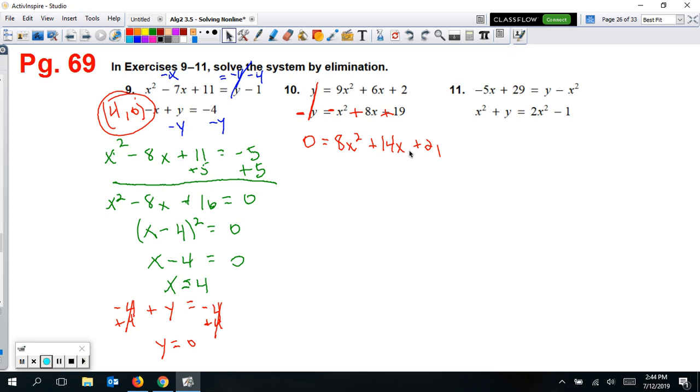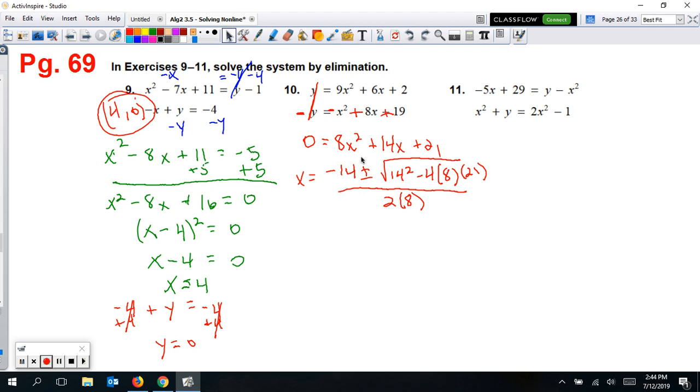Factoring, I wouldn't try to factor this one, because even if we did, we're going to have to use the star method. You can't simplify this by anything. There's nothing that goes into all three of these numbers that would simplify it. Completing the square wouldn't work very well because there's a number in front of your x squared. So I would just go straight to the quadratic formula. A is 8, B is 14, C is 21, and we're going to plug it all into our quadratic formula.